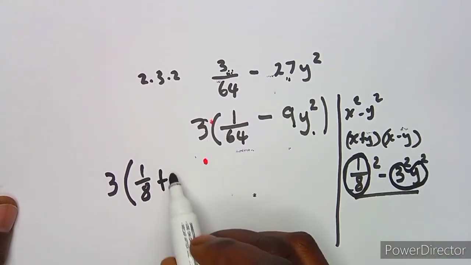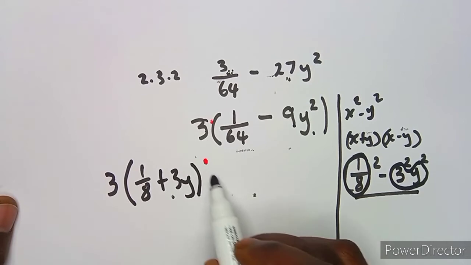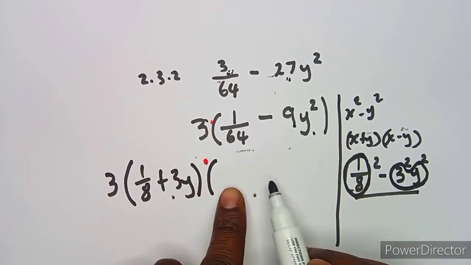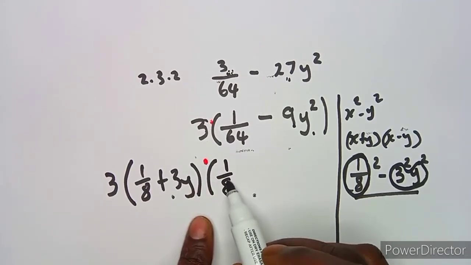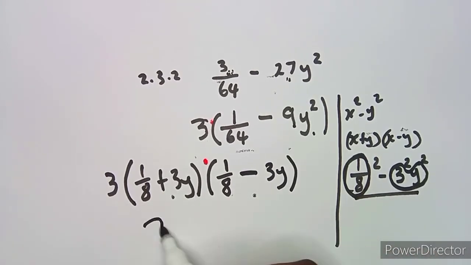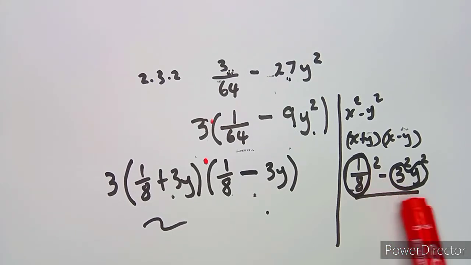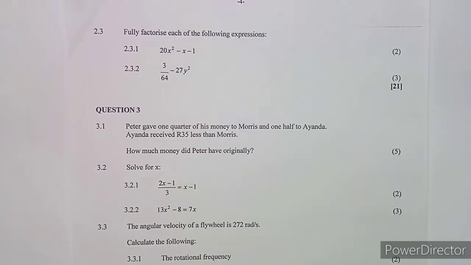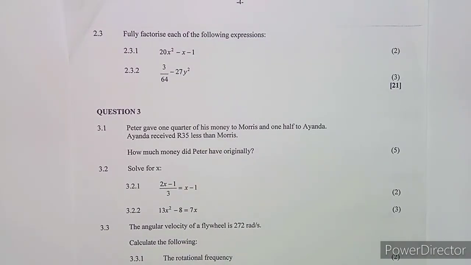So it's going to be plus 3y. Remember, one bracket adds, another bracket is going to subtract, like this. So that is the concept of difference of two squares. So guys, difference of two squares is actually nothing. As long as you can write your numbers in terms of squares like this, then everything is clear. So that's how you're supposed to answer this question.